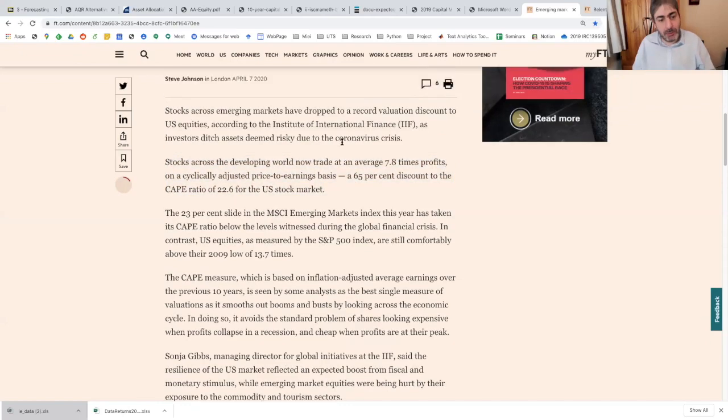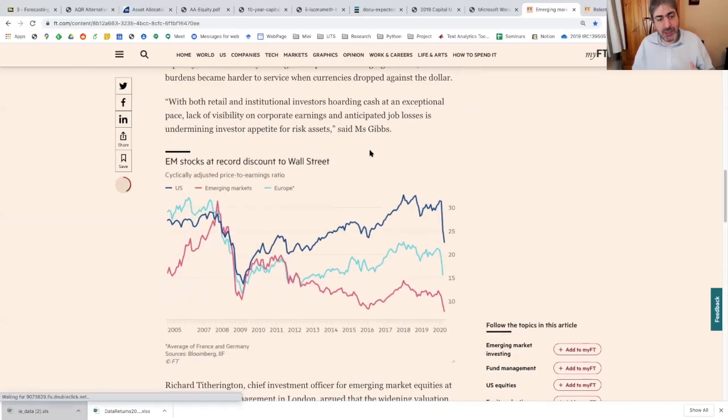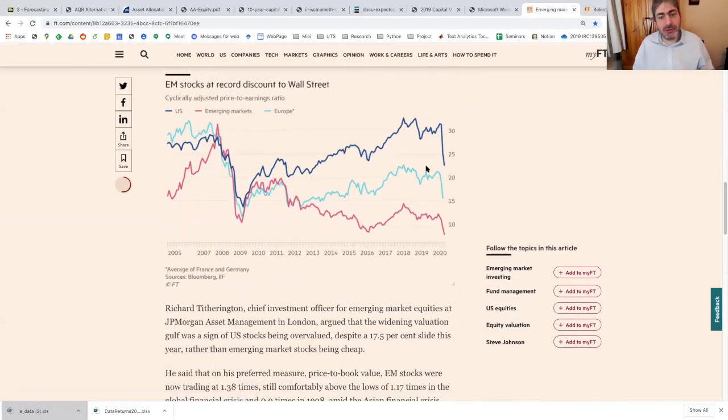Okay, this is from April, so the CAPE at the time was 22.6. But they say basically emerging markets are trading at a CAPE of 8, so they trade at a 65% discount over the US. And that's basically where they plot the CAPE, and they tell you that according to them, emerging markets are undervalued compared to the US. Why? Because they trade at a lower CAPE.